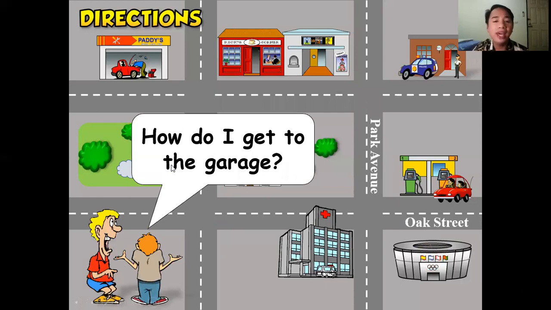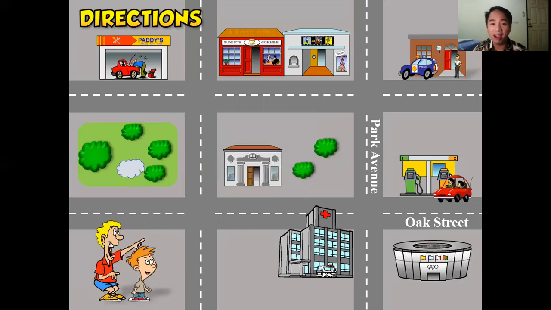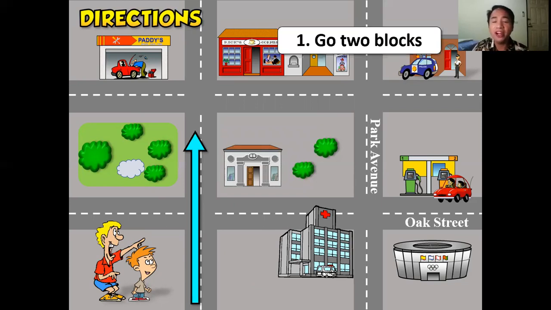Another, how do I get to the garage? So this is now the garage, okay? We have here the cafe and the police station. So this is the garage. So how will you give your instruction or direction? Okay, first, follow the direction. Look at the arrow. So first, go 2 blocks, okay?